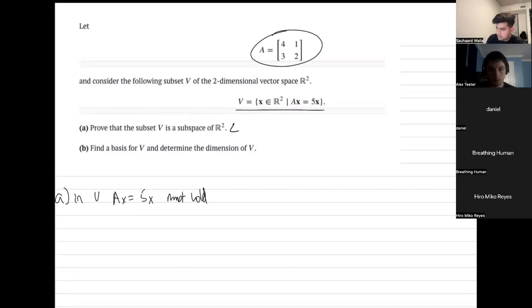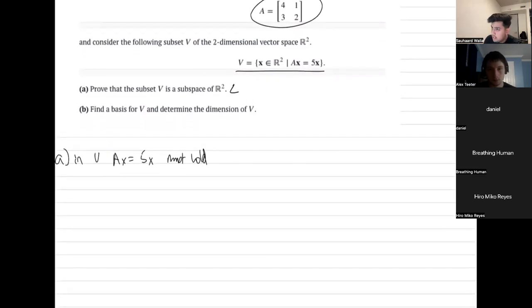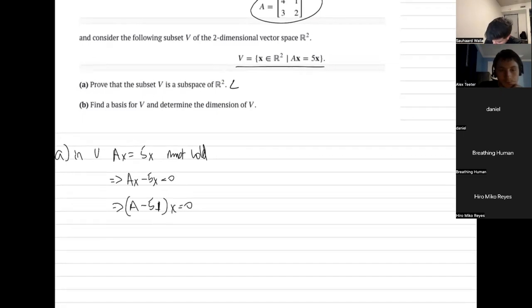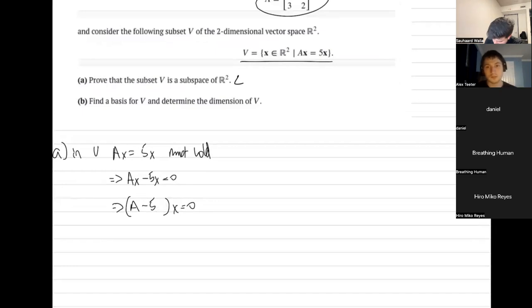You might not be able to fully solve this question just yet. I will just show you this part. We need part A for part B, but if you don't understand part A, that's okay. So this must hold in the set V, and this is the same thing as Ax minus 5x is equal to 0, right? And this is the same thing as (A minus 5 blank) x is equal to 0. What do I put in the blank? The identity, but careful, the identity is 1 0 0 1, not 1 1 1 1. But yeah, that part's right.